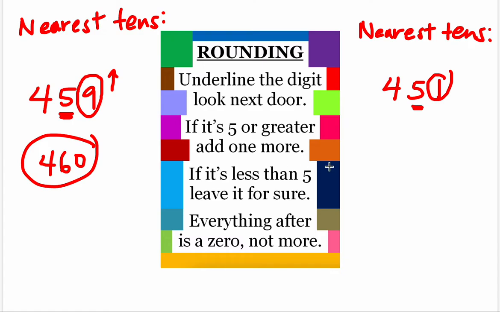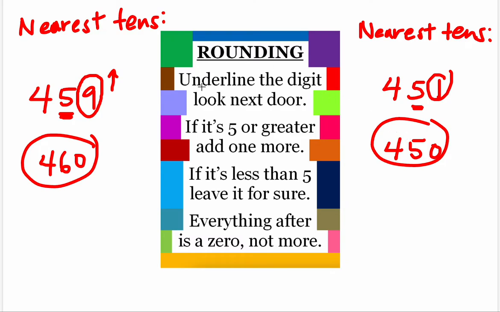If it's less than 5, like the 1 for example, you leave it for sure. So we just leave it as it is, and it becomes 450 as the answer, because 1 is so close to 450. Everything after is a 0, no more. So if you notice, both end with a 0. Rounding to the nearest tens means that your last non-zero digit would be in the tens place value.